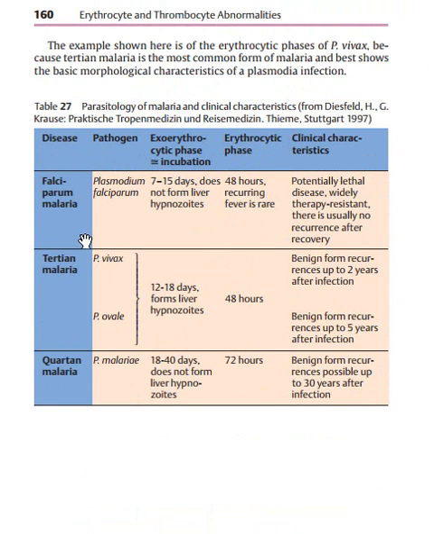Now you need to know about the falciparum species. So the disease is called falciparum malaria. Is it clear? So falciparum malaria is caused by Plasmodium falciparum. Now we have the exoerythrocytic phase. The exoerythrocytic phase means what? It means that it is outside of the erythrocyte.